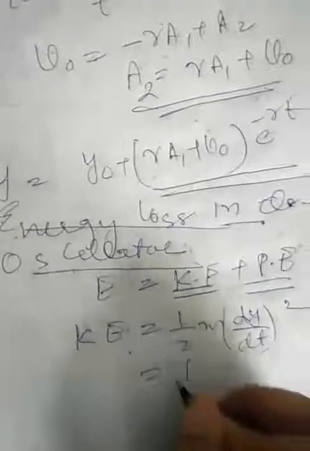In case of simple harmonic motion, kinetic energy can be found by half m (dy/dt) whole square, because it is equal to half m v square, where v is equal to dy/dt. So we will use this expression to solve for the value of kinetic energy.